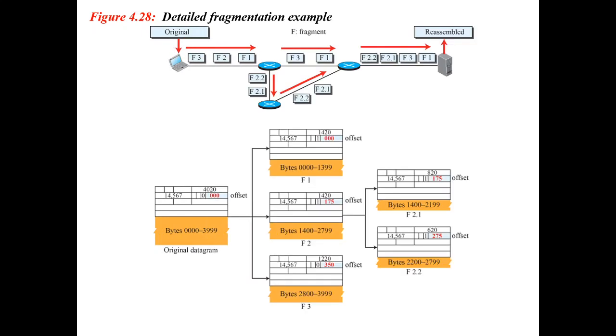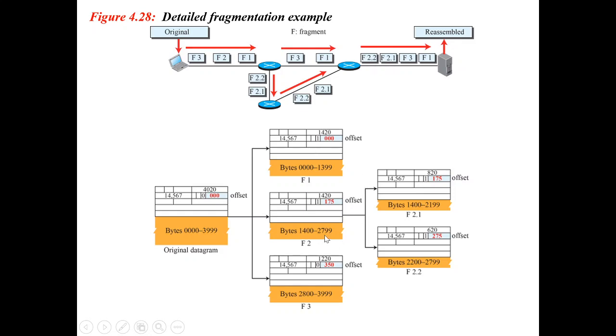So let us see a detailed fragmentation example. Now see, this is the original data. That data is fragmented into 3 fragments, F1, F2, F3. Then F2 is further fragmented, shown as F2.1 and F2.2, and then these fragments are received at the receiver side. So all the fragments are listed as F1, F3, F2.1, F2.2.